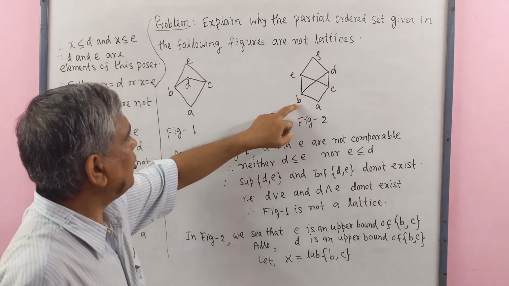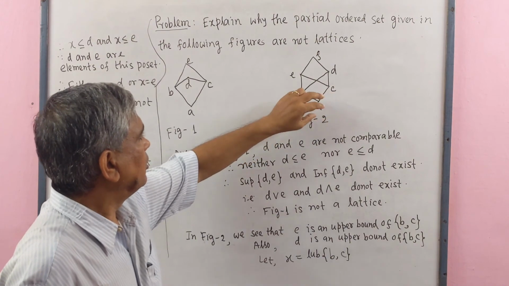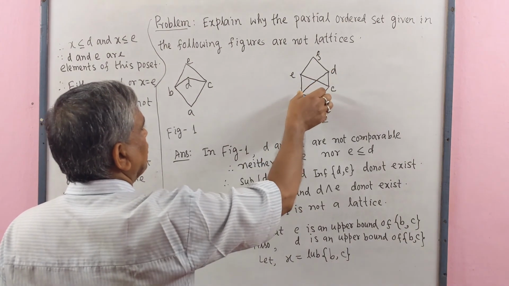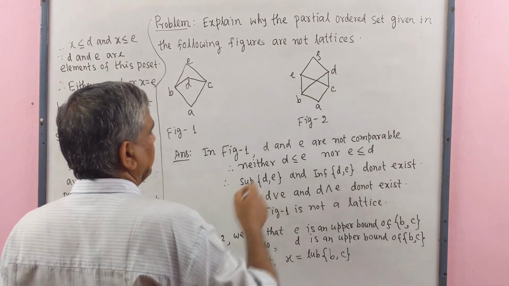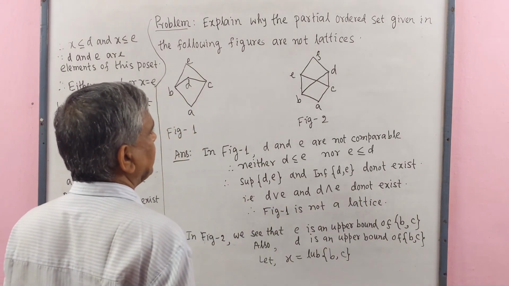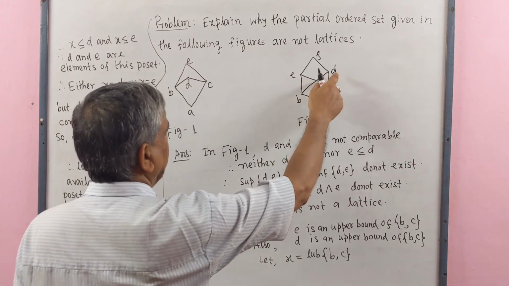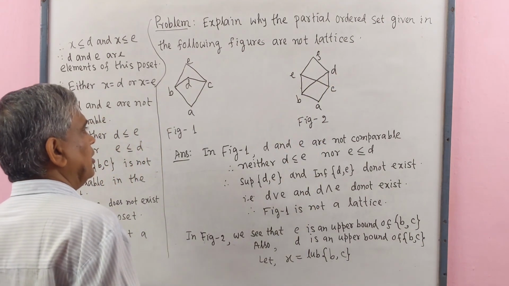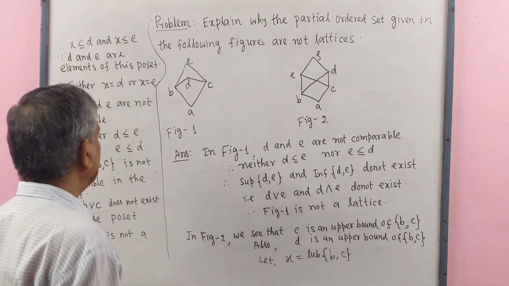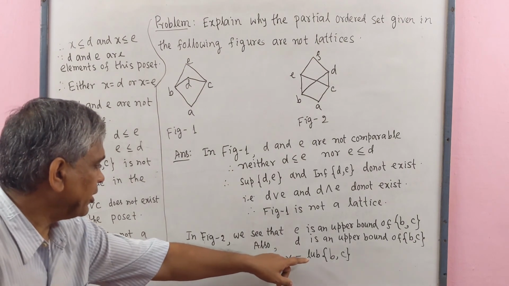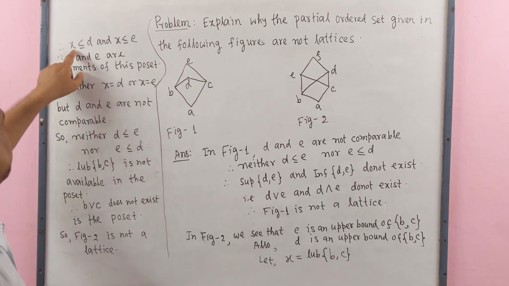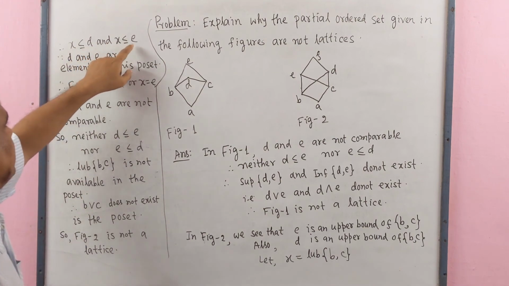In figure 2, we see that E is an upper bound of B and C. Also, D is an upper bound of B and C, meaning the set containing B and C. So the upper bounds of the set containing B and C are E and D. Let X equal the least upper bound of the set containing B and C. The least upper bound is less than or equal to every upper bound, so X is less than or equal to D and X is less than or equal to E.